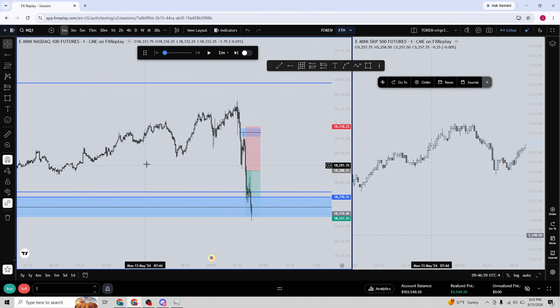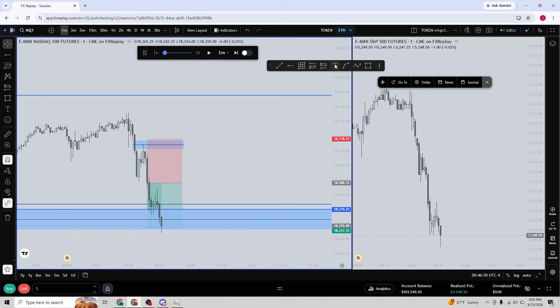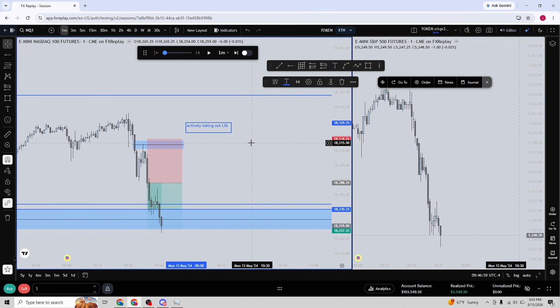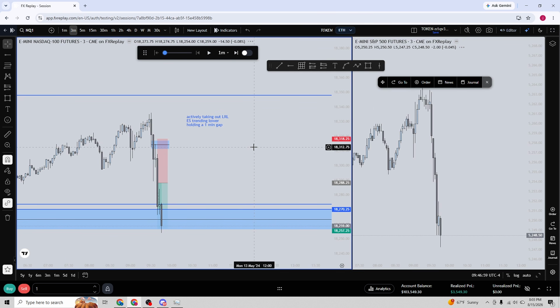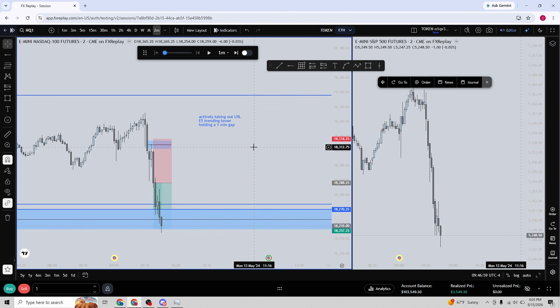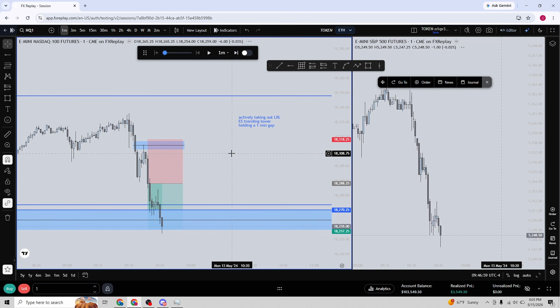We're actively taking out... Okay, I'm going to try to explain this as much as possible. We're actively taking out LR. So that's what you want to see. ES is trending lower. We're holding a 1 minute gap. And also, I believe this is a 2 minute continuation. Yeah, it is a 2 minute continuation. So 2 minute comp. There's a lot of things going for this trade, failing to distribute higher.